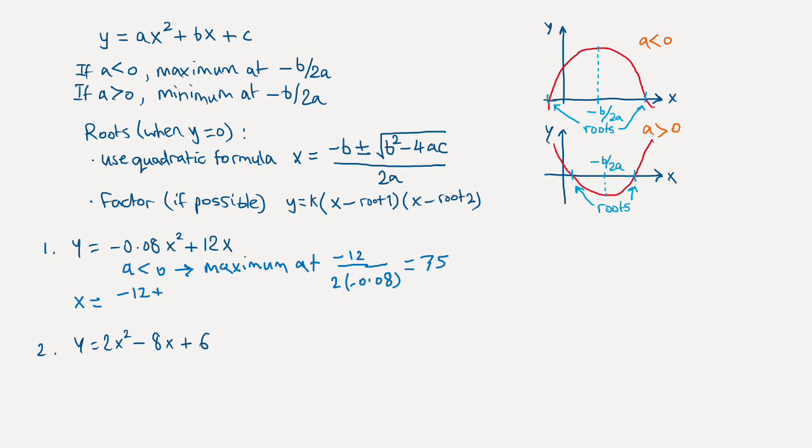And then plus or minus the square root. And then we've got b squared, so minus 12 squared. I'm just going to write 12 squared because it's the same thing. And then we've got minus 4a, and a is minus 0.08.